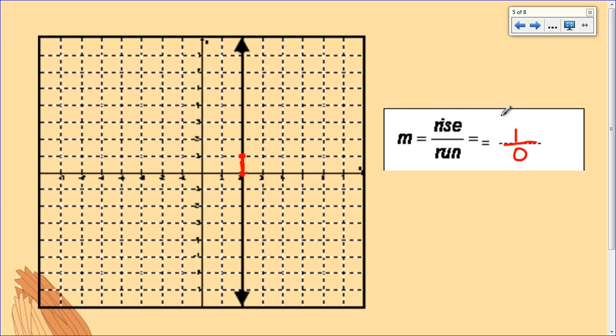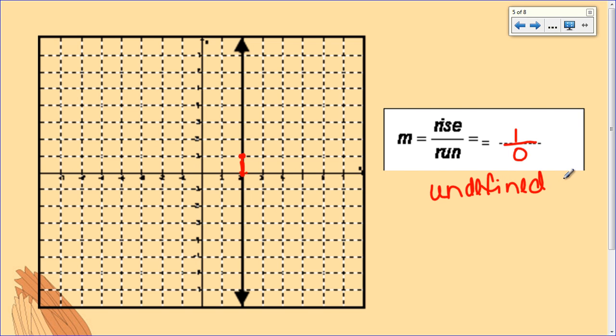Because if you think about what division means, to take this top number and split it into this many groups on the bottom, I cannot take a whole and split it into 0 groups. I cannot take something and split it into nothing. I can take nothing and split it into something because then everybody doesn't get anything, but I cannot take something and split it into nothing. This is not possible. So when you end up with a 0 in your denominator, what you get to say is this slope is undefined.